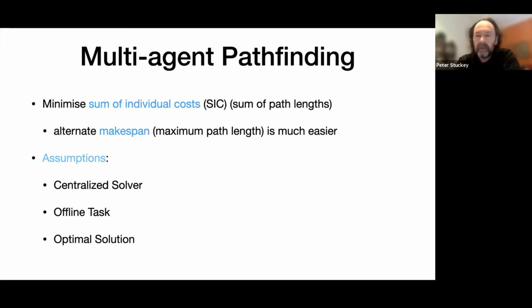And the assumptions I'm going to make for this talk are we've got a centralized solver, so we're going to plan all the agents together. It's an offline task, so we're going to do this plan once, and we're looking for an optimal solution.